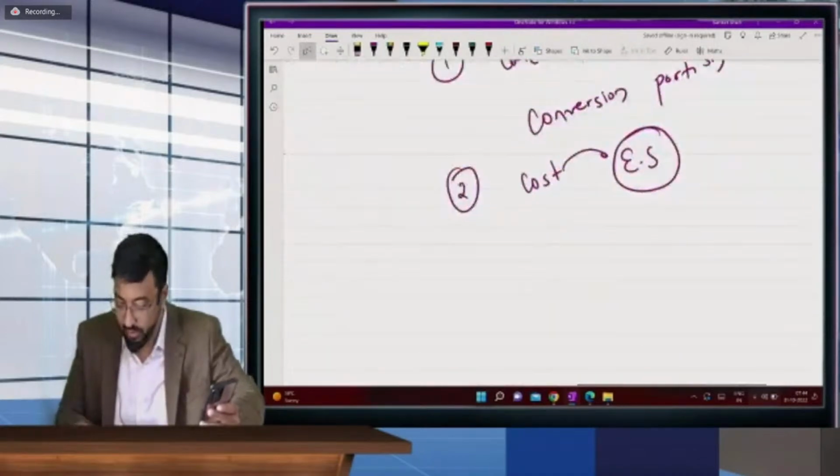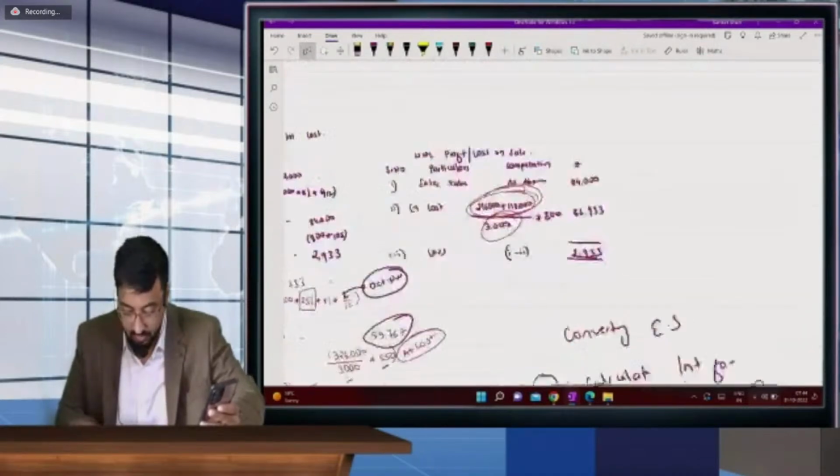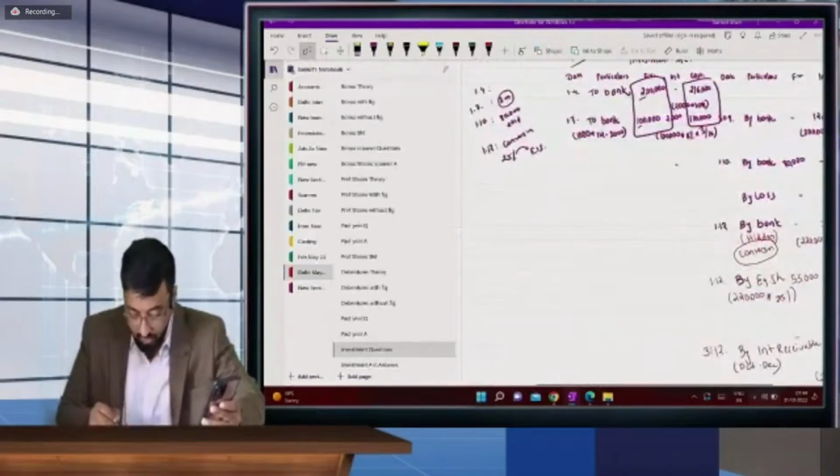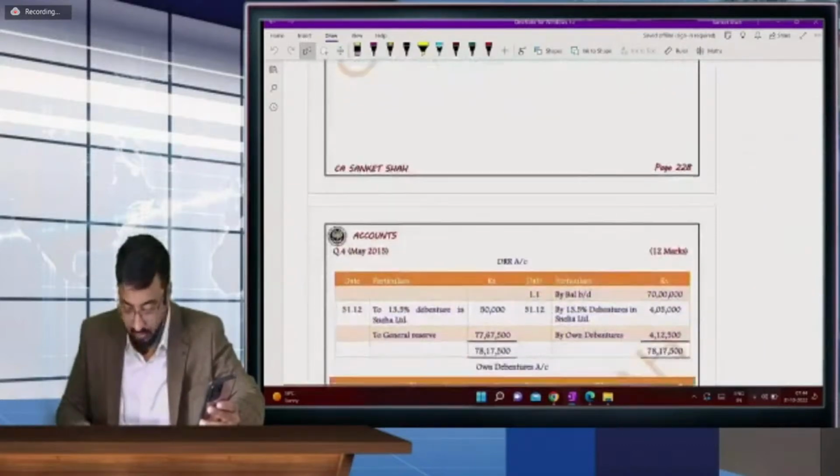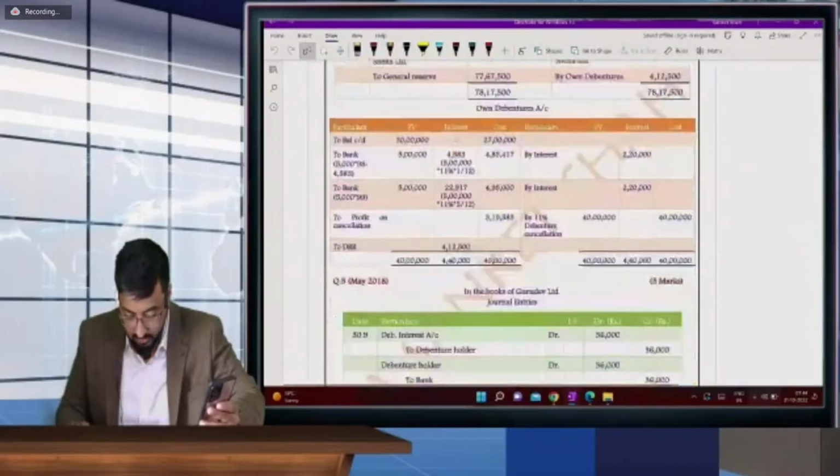And one more working note, beta. Cost or NRV, whichever is lower. I will show you the answer. I will show you the answer for May 2016.